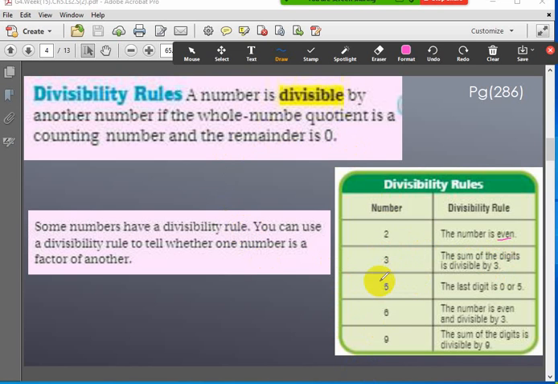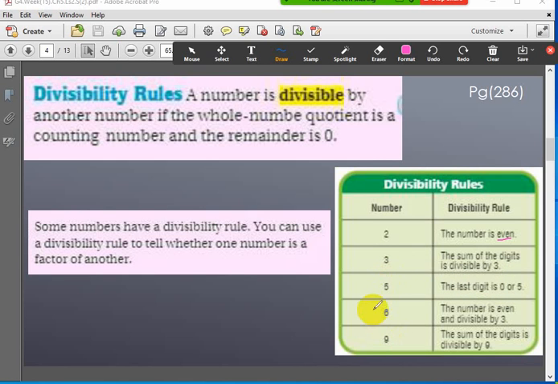Now, how will I know if this number is divisible by 5? The last digit, that means the ones digit, must be 0 or 5. Like 50, like 55, like 15, like 10, 30, all the numbers with ones 0 or 5 are divisible by 5. So 5 will be a factor for those numbers.